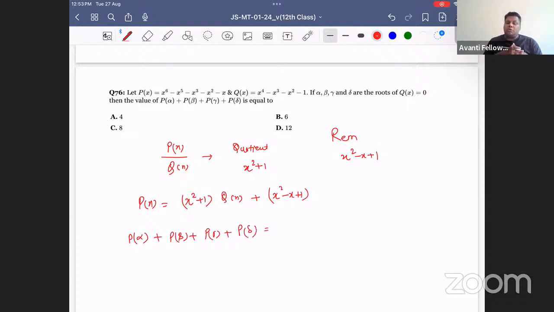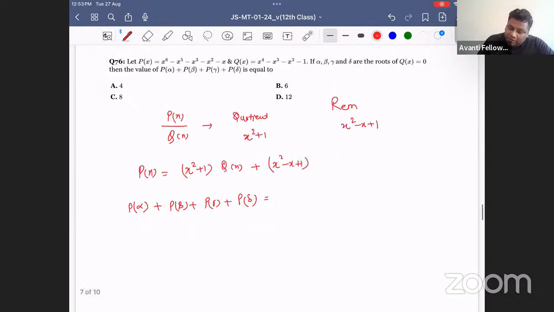Now see, this q(alpha), q(beta), q(gamma), q(delta) will become 0 because alpha, beta, gamma, delta are the roots of q(x). So what do you get? You get sigma alpha square minus sigma alpha plus 4.